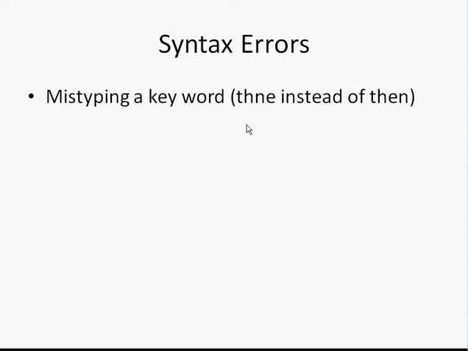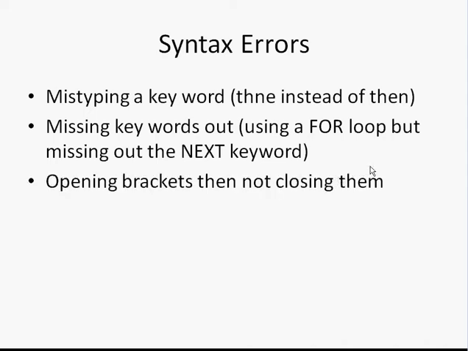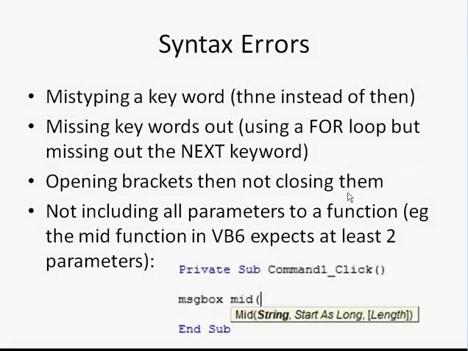Mistyping a keyword. So there, if I put THNE instead of then, that will be a syntax error. Missing out keywords. So if you're using a for loop but you missed out the next keyword at the bottom of the loop, your loop wouldn't work properly. Opening brackets, not closing them, is a common error. And not including all parameters to a function. For example, the mid function in VB6 expects at least 2 parameters.